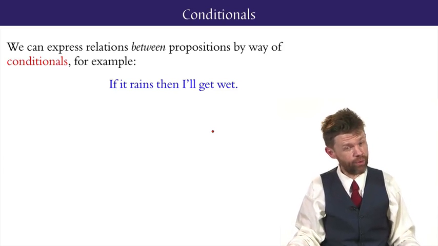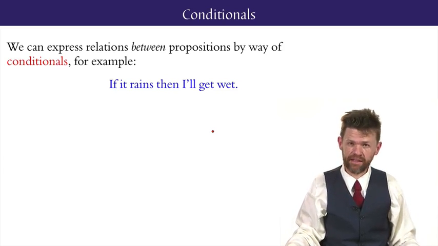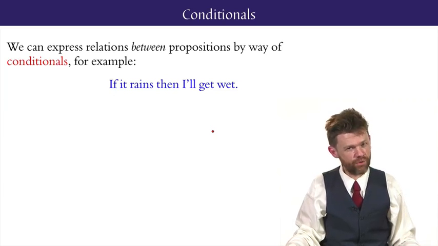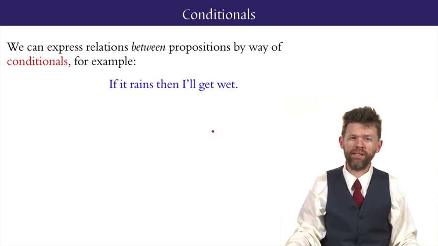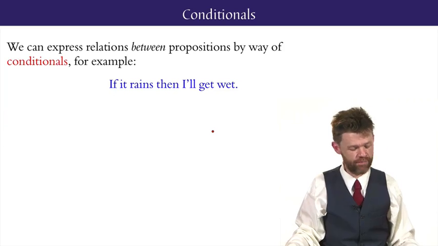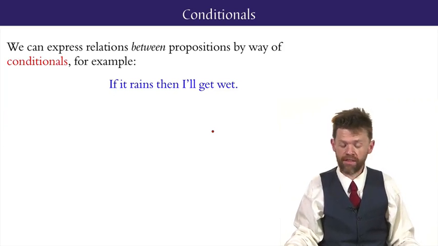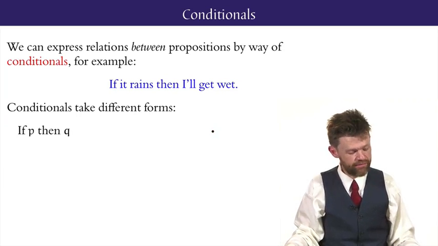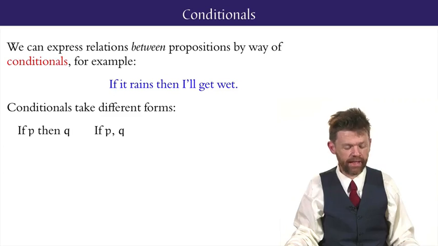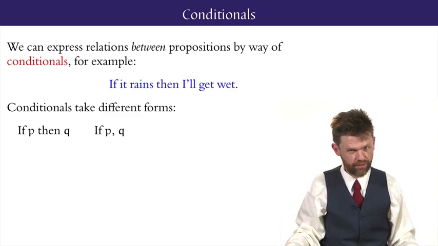Now, a really important logical connective is the conditional. We can connect up statements by using an if and then. Conditionals are so useful, we've got many different ways of saying them. The most straightforward is the if P then Q form that we have here. If it rains, then I'll get wet. But sometimes we can leave the then out, and we could say if P, Q, and just have a comma. I might say, if it rains, I'll get wet.